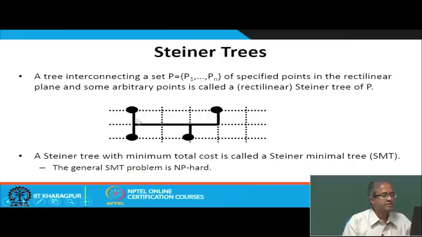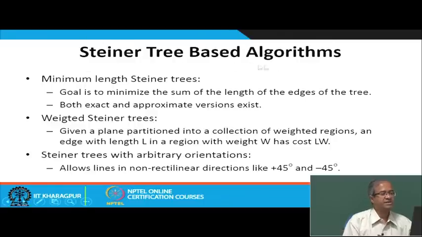Now, the advantage of the Steiner tree is that this is how we actually do the layout, and the interconnection length is typically less as compared to simple point to point routing. But the problem is that the general shortest Steiner tree, the Steiner minimal tree problem, is computationally complex to solve. So, there are Steiner tree based algorithms, but we are not going into detail of this here.